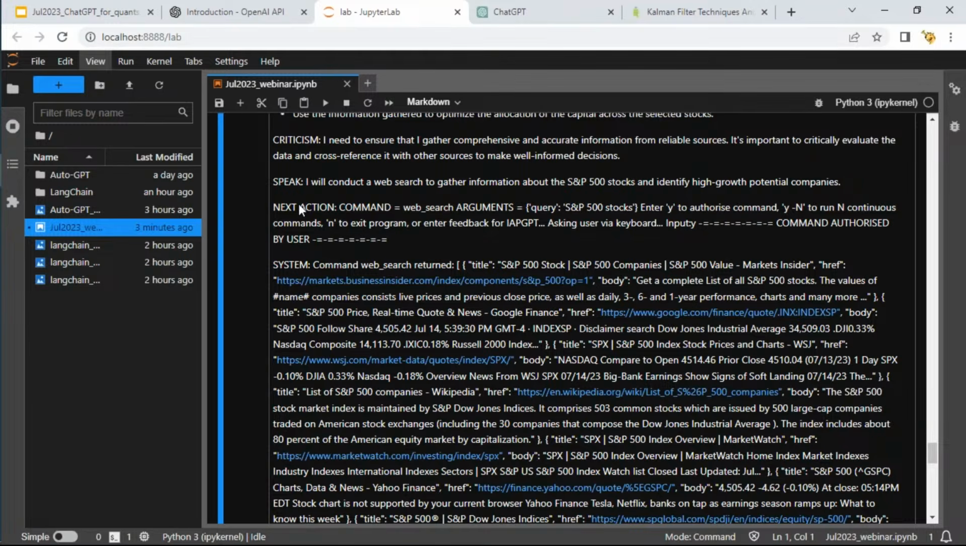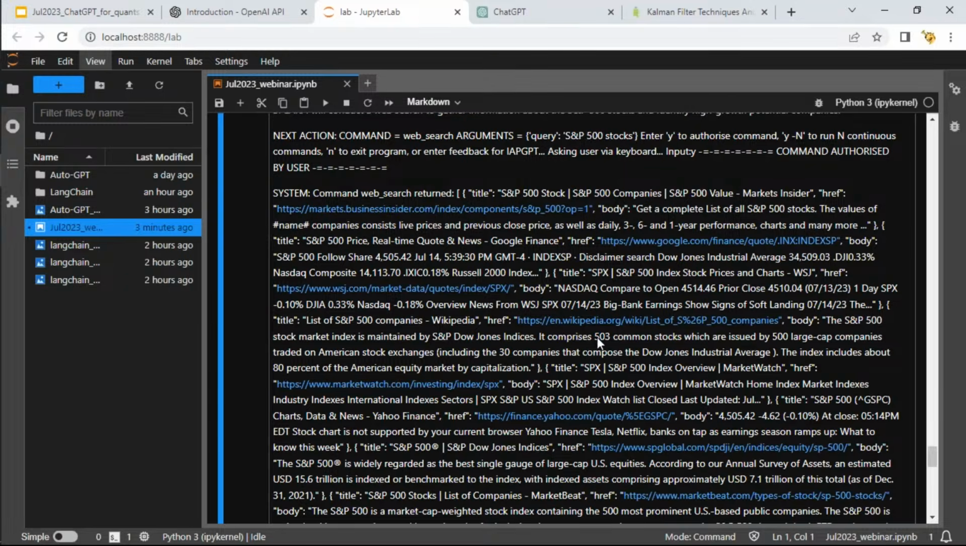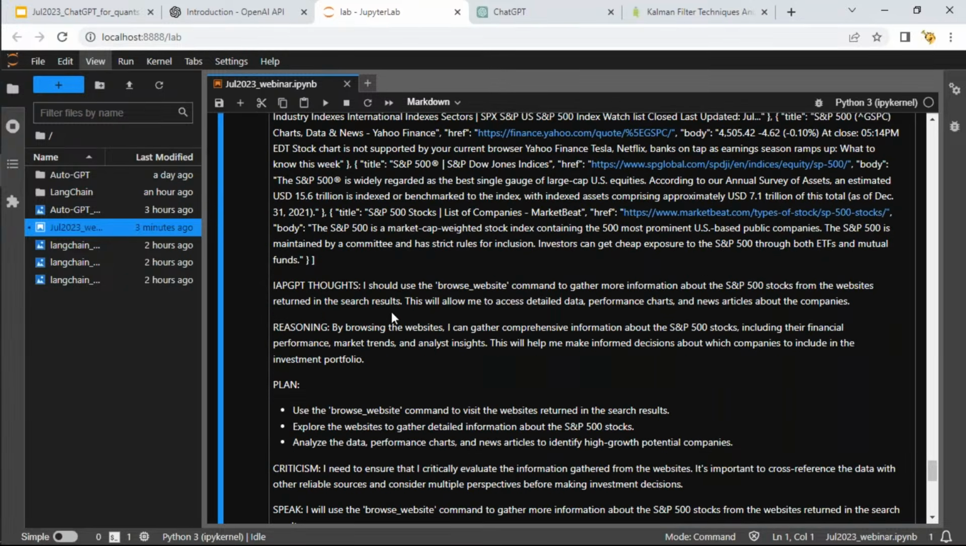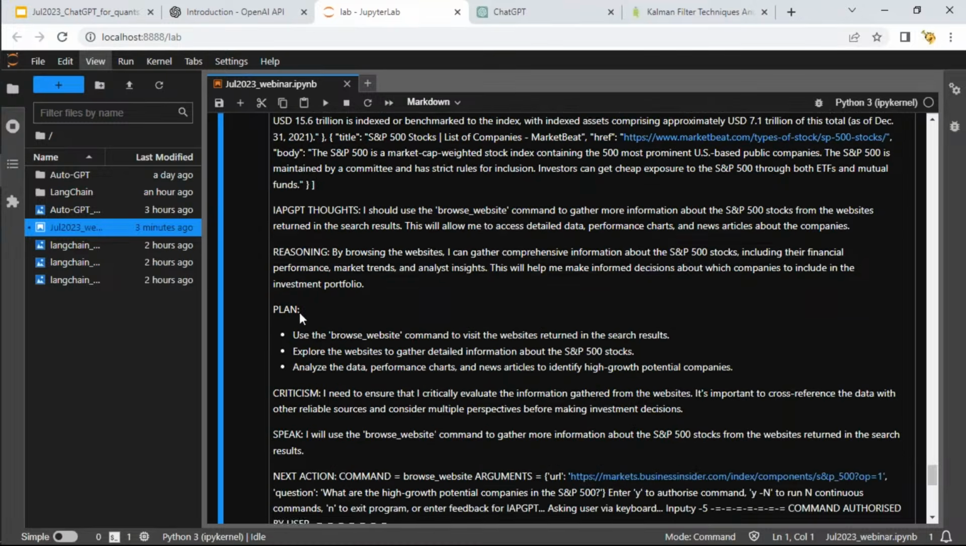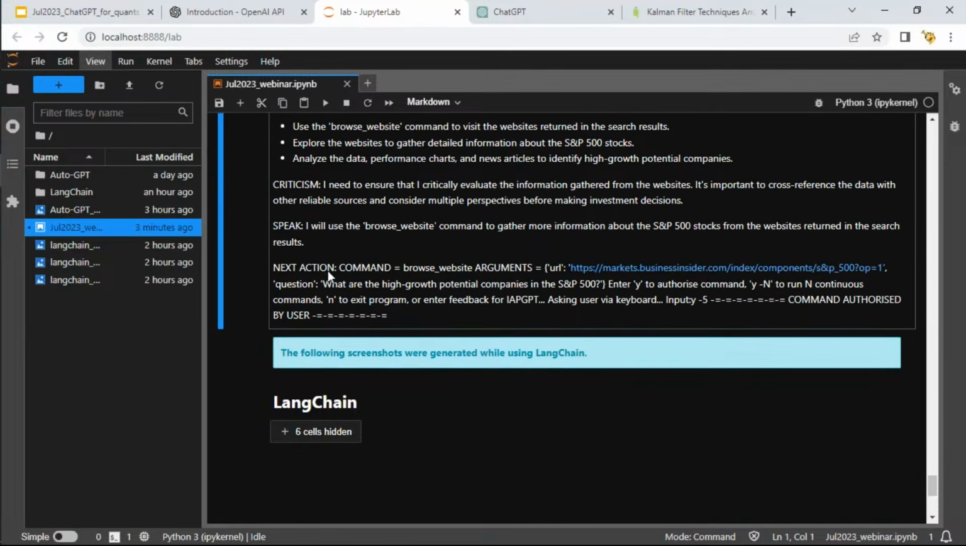So I clicked Y. So it says command web search return, and then it has pulled out a bunch of different articles on Business Insider, some quotes, WSJ, Wikipedia, MarketWatch, and many other links, right? And it's planning to use browse website to gather more information. So this is all processing of text, and it gives me again detailed plans using the browse, explore, and so on. And this is how it goes on, right?